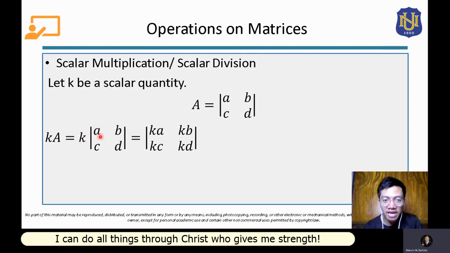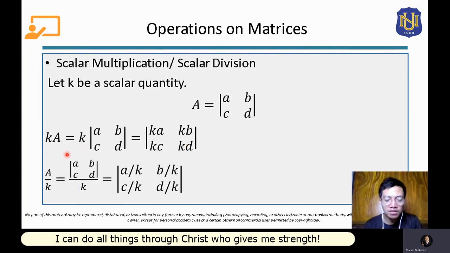So this will just be K times A, this will just be K times B, K times C, K times D. Okay, so this is scalar multiplication. And there's also scalar division, where we can divide our matrix by a scalar quantity K. Again, K is a constant.